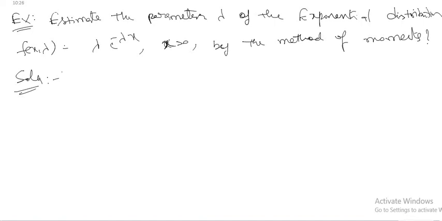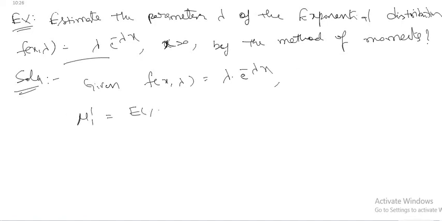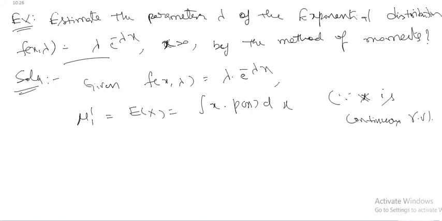Solution. First of all, we are given the probability function, so no need to write it, or you can just say given f of x comma lambda is lambda into e power minus lambda x. Mu1 dash is the expectation of x, which equals the integral of x into p of x dx, because here x is a continuous random variable. If it is continuous, then we should do integration. If it is discrete, then we do summations.